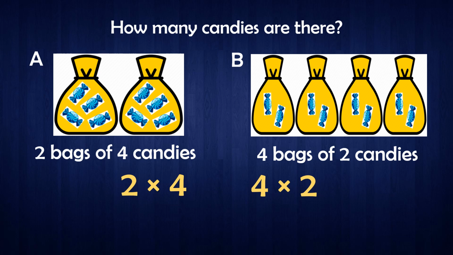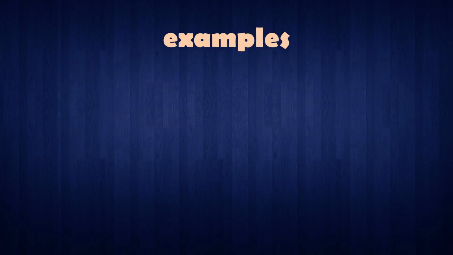To get the total, we have to multiply the numbers. So in group A, we have a total of 8 candies, and in group B, we also have a total of 8 candies, which means that 2 times 4 is equal to 4 times 2. This equation shows a commutative property of multiplication. Here are some examples of equations that show commutative property of multiplication.